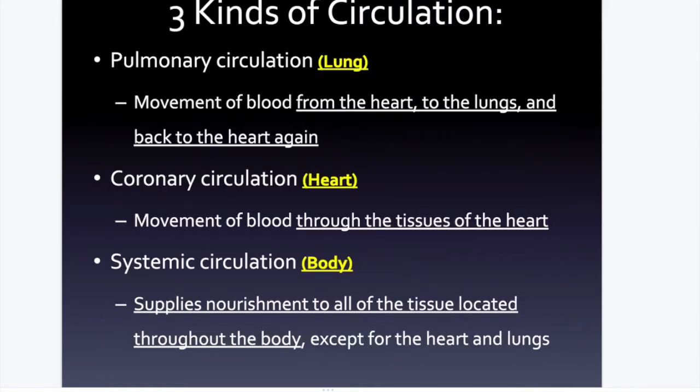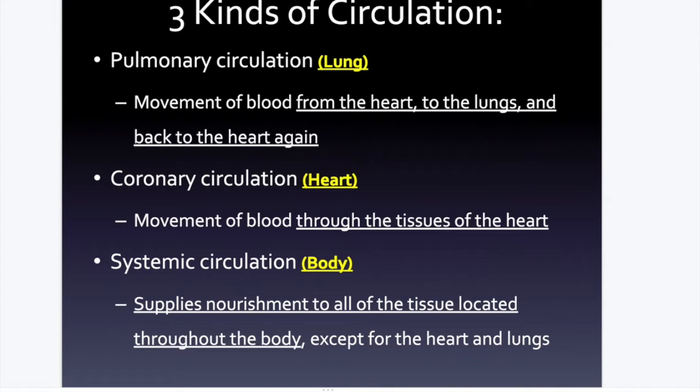With those three types of circulation, we've got pulmonary circulation, coronary circulation, and systemic circulation. So your heart is responsible for controlling all of these, okay? Whenever you see the word pulmonary or the prefix pulmo, it's referring to your lungs. So pulmonary circulation is going to get blood pumped from the right side of the heart to your lungs, and then it's going to return back to the left side of your heart.